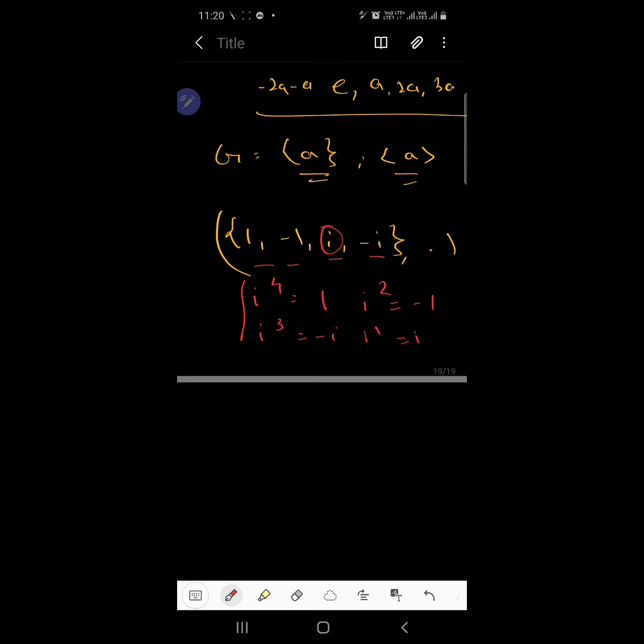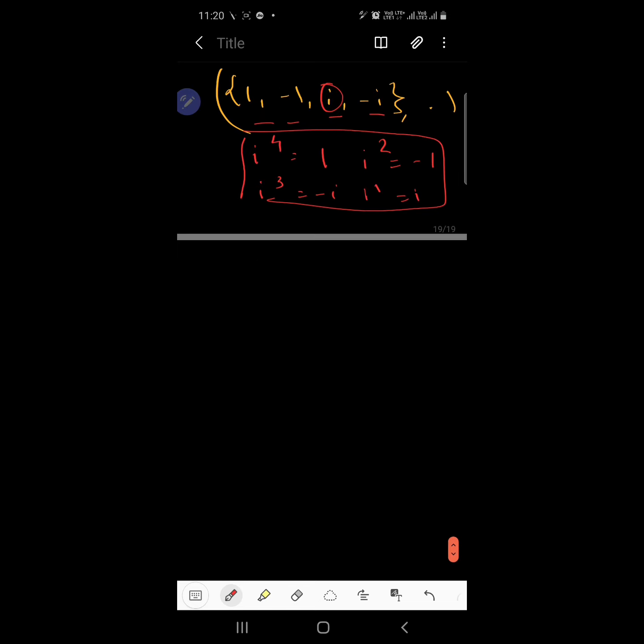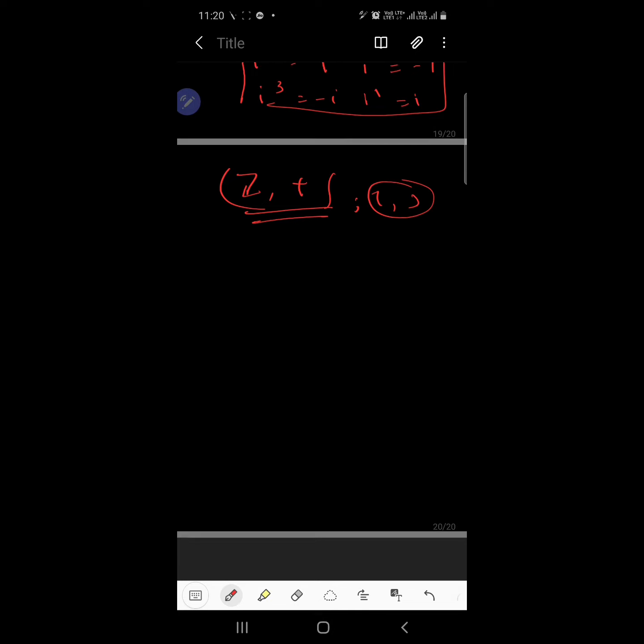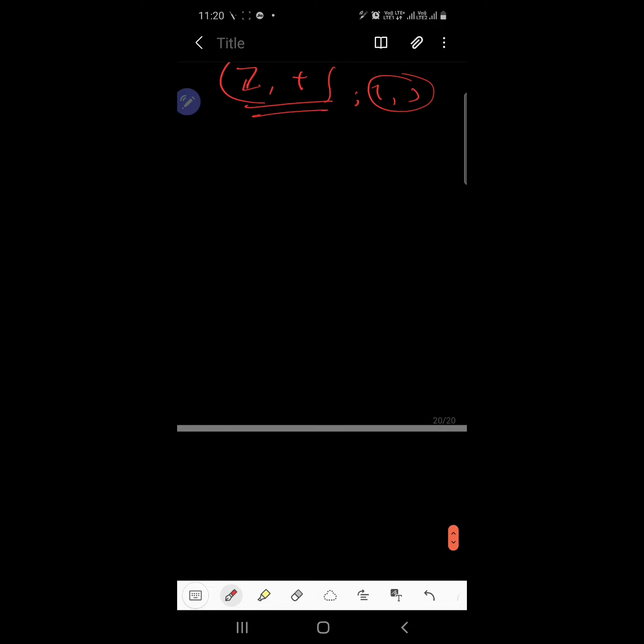So, therefore, this is a cyclic group with generator i. Got it? Similarly, if we have this particular group Z under addition, then we can see it as having two generators, 1 and -1, because every element in this set of integers can be represented as either of the form n times 1 or n times -1, right?